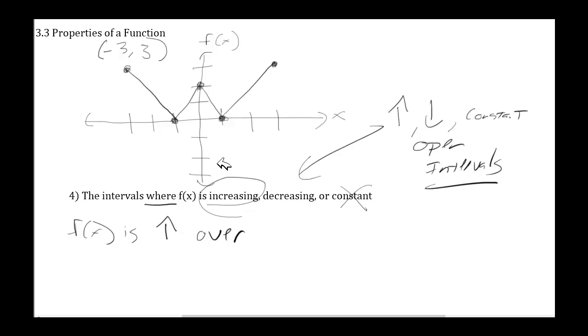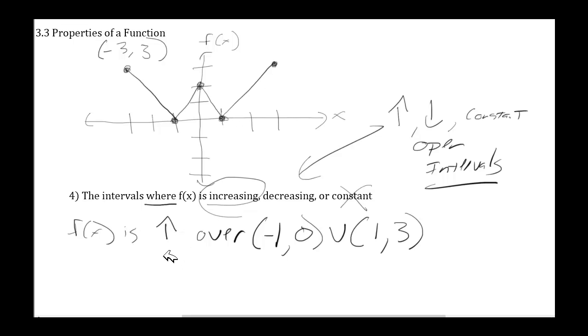So let's see. f is increasing. Well, this is the first slice here where it's increasing. So here the graph goes up, and we're talking about x values. So it starts at -1, comma, up until x equals 0, union, and then it's increasing over here from 1 to 3. Open intervals, and you're looking at x values. So as x goes from -1 to 0, the graph goes up. As x goes from 1 to 3, the graph goes up.